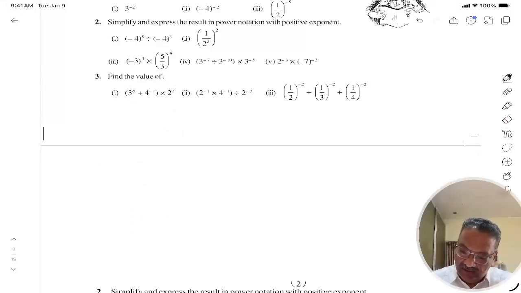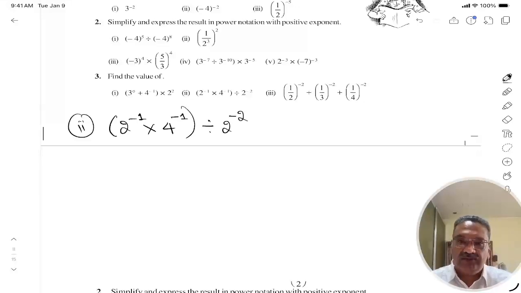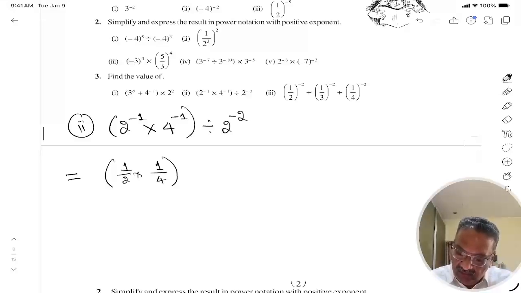Let's come to the next one, second one. What does it say? 2 to the power of minus 1 into 4 to the power of minus 1 divided by 2 to the power of minus 2. Okay. So this is equal to 1 by 2 into 1 by 4 divided by 2 to the power of minus 2.